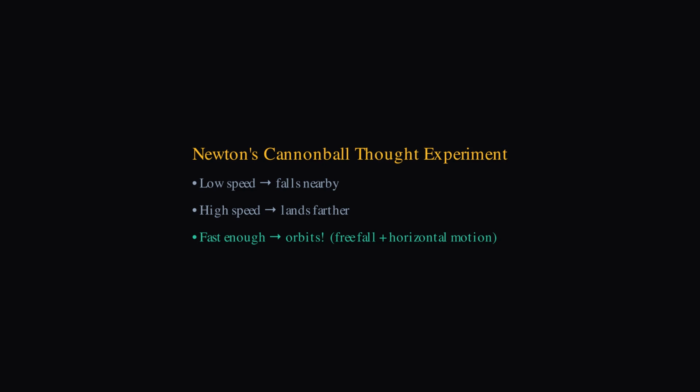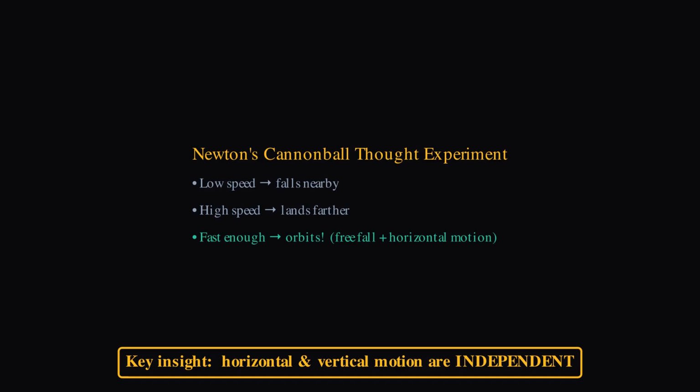This insight that horizontal and vertical motion are completely independent is the foundation of two-dimensional kinematics. Once you understand it deeply, every problem involving motion in a plane becomes a pair of one-dimensional problems running in parallel. Today, we formalize this idea and apply it to projectile motion, circular motion, and relative velocity between reference frames.